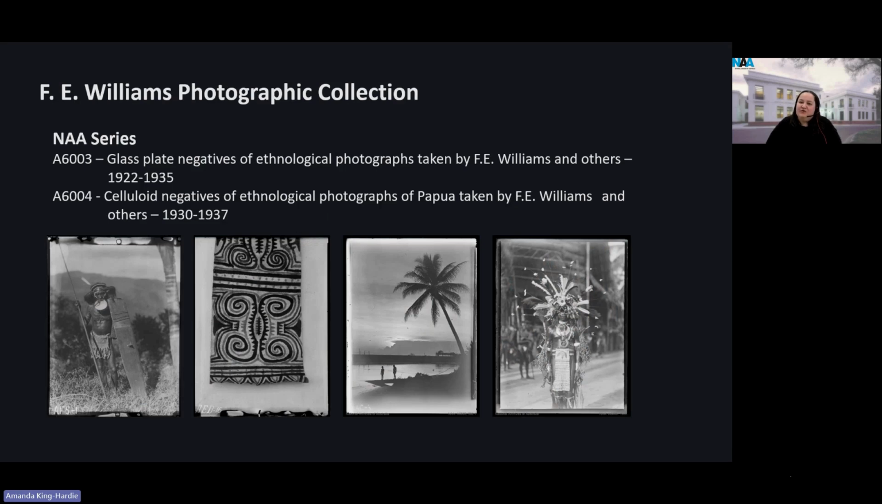One last thing I'll mention before I hand over is a specific few series of PNG photographs in our collection. Now, earlier I mentioned the glass plate negatives, which had significant preservation and digitization work done, and 2 of these series are the F.E. Williams collection. So the F.E. Williams collection documents the life and work of anthropologist Francis Edgar Williams in PNG from 1922 to 1935, and the photographs were taken in his capacity as government anthropologist.